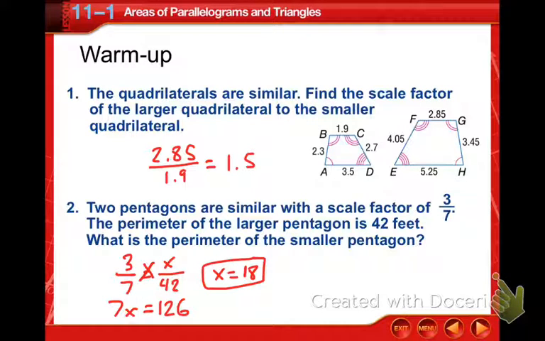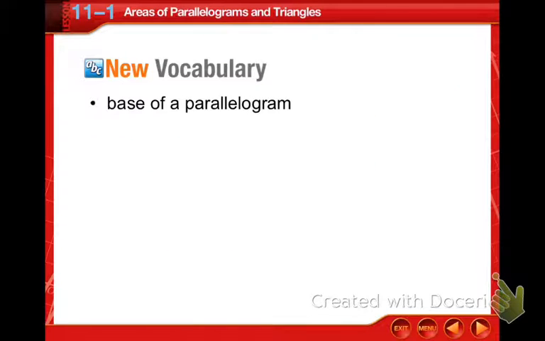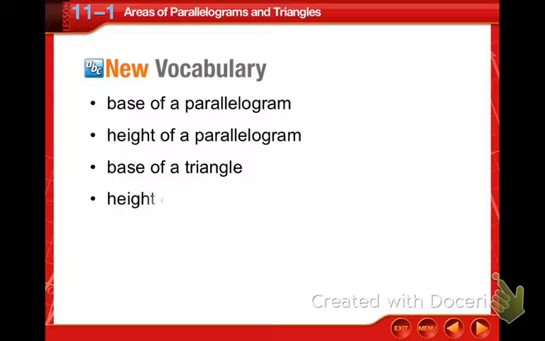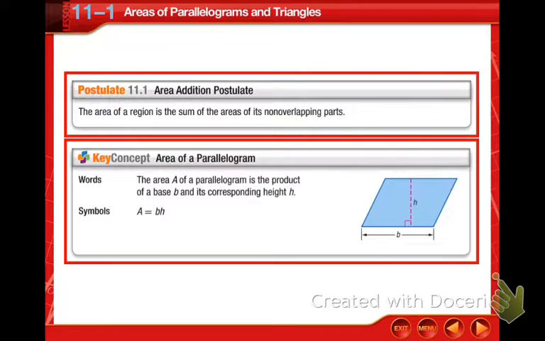Alright, let's get into these notes. Got a few vocab words to look at. Base of a parallelogram, height of a parallelogram, base of a triangle, height of a triangle, height of a trapezoid. Okay? So here we have our area addition postulate. The area of a region is the sum of the areas of its non-overlapping parts. It's true for everything.